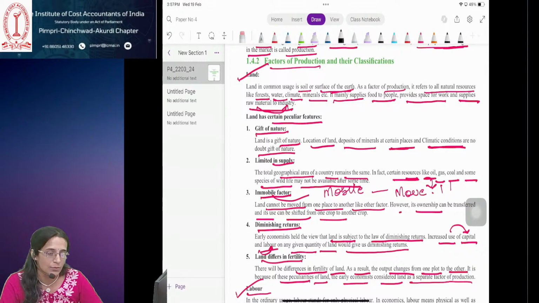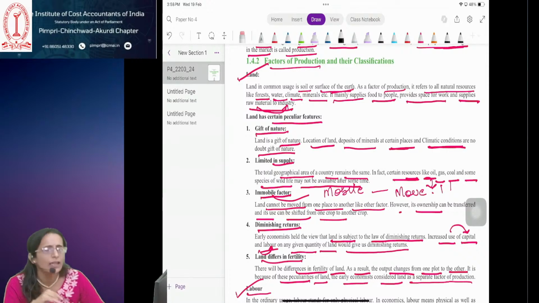Similarly, land is limited in supply. It is a gift of nature. It is scarce and limited in supply. That is, the geographical area of any country or nation will remain the same. It will not increase. So the land will remain the same, and it is a scarce resource, limited in supply.